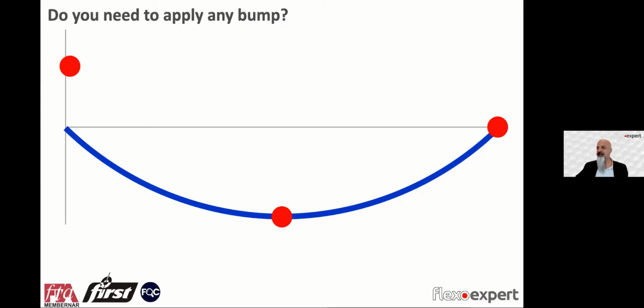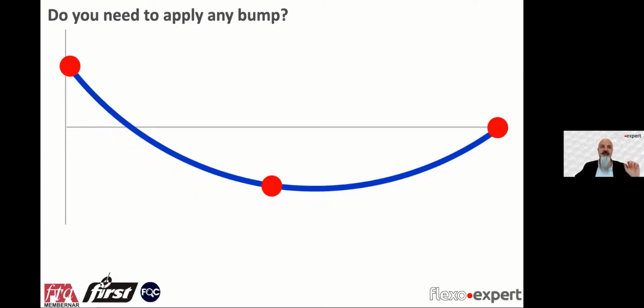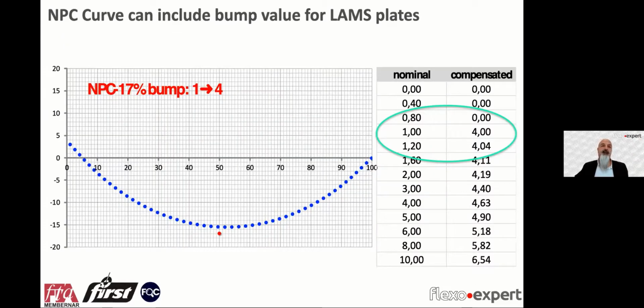What happens if we require a bump value on the highlights? We just need to rotate the first point, x0, y0, to a different position, okay? So we know the bump value, it's 1 to 5, 1 to 4, whatever it is, and we can move the circle. The arc of circumference is now still made with the 3 points, but the first point is not at x0, y0. So when using lamps plates that require a further adjustment on the plate values with a bump on highlights, the bump value can be easily incorporated in the NPC curve. It is just a simple rotation of the arc of circumference.